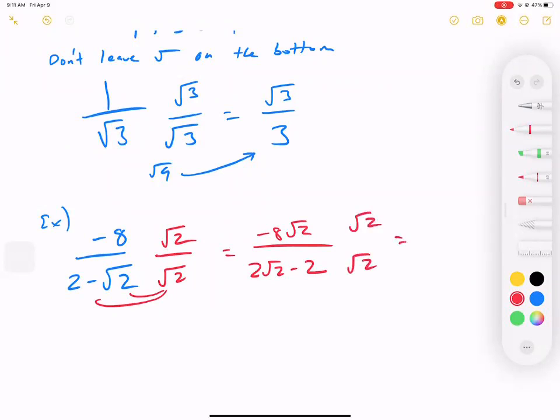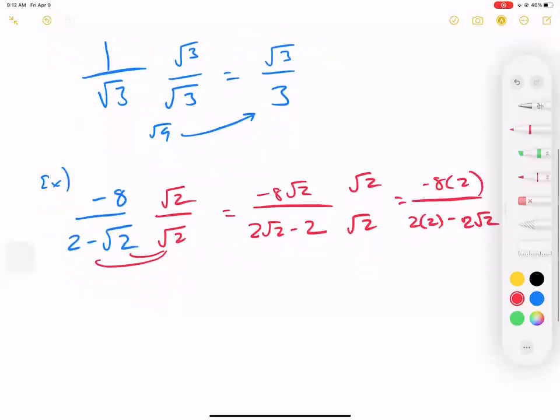And sure, the top becomes negative 8 times 2 now. But the bottom becomes 2 times 2, because square root of 4 is 2, minus 2 square root of 2. It's almost like washing hands with dirty hands. It's kind of hard when your hands are dirty and you're trying to wash your hands, and one hand keeps getting the other one dirty.